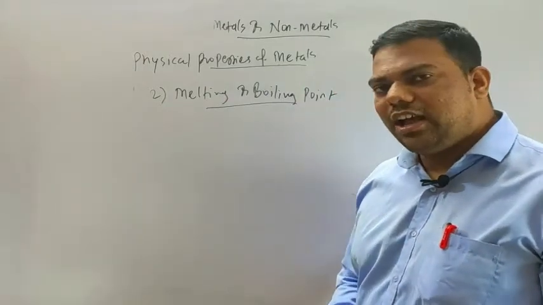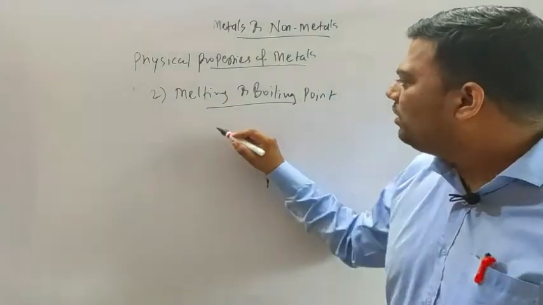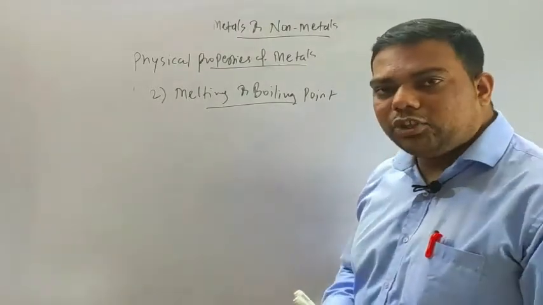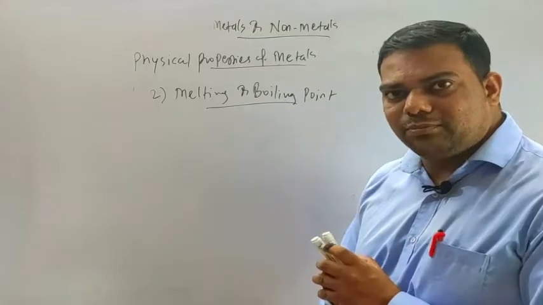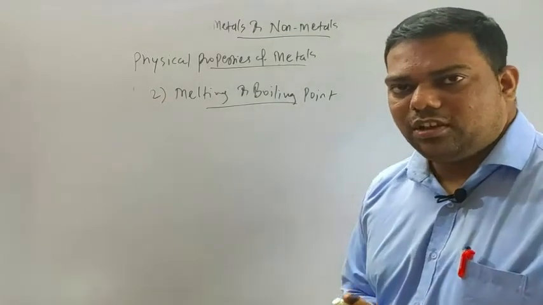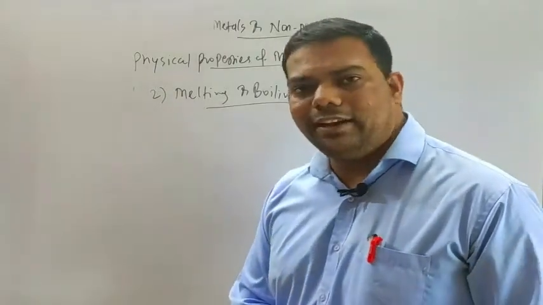Metals generally have what? High melting and boiling points. Why do they have high melting and boiling points? Because the force of attraction between their atoms is strong. It is one of the main reasons they have high melting and boiling points.